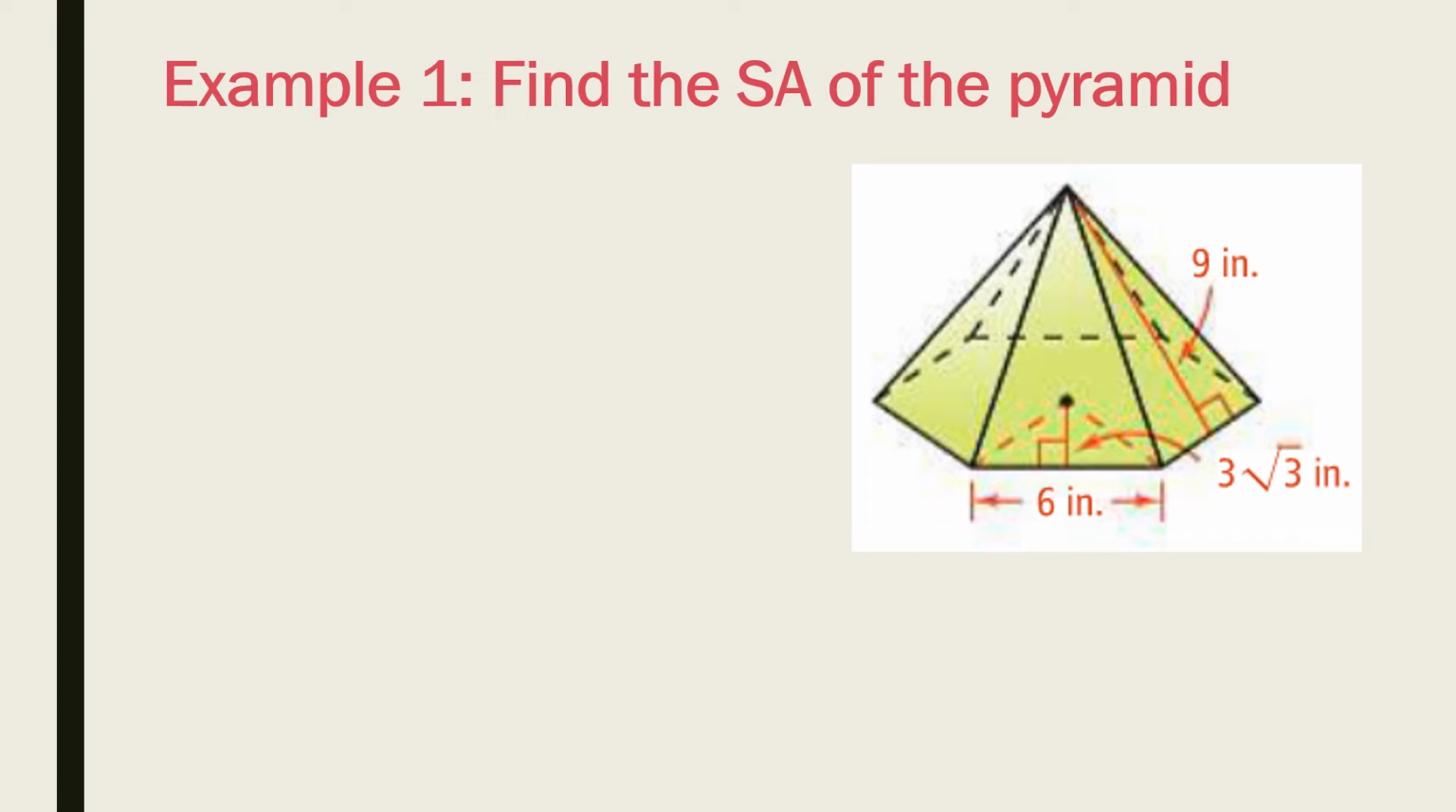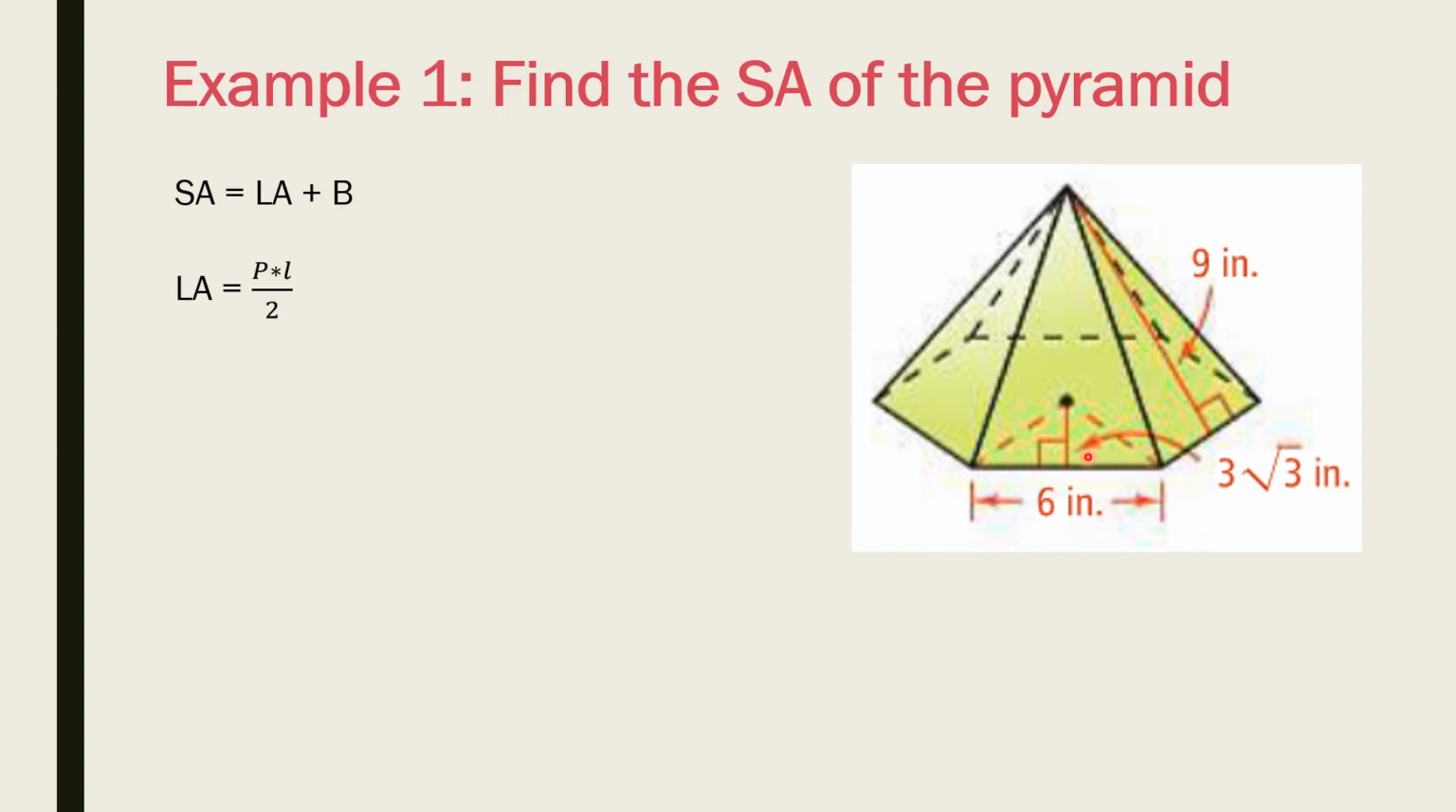So example 1, we're going to find the surface area of this pyramid. We know that the surface area is going to be the lateral area plus the base. So our first goal is, of course, to find the lateral area. I know for my lateral area that I need my perimeter and my slant height. If I look at my diagram over here, I have a really nice slant height given to me of 9 inches already, so I don't need to find that.